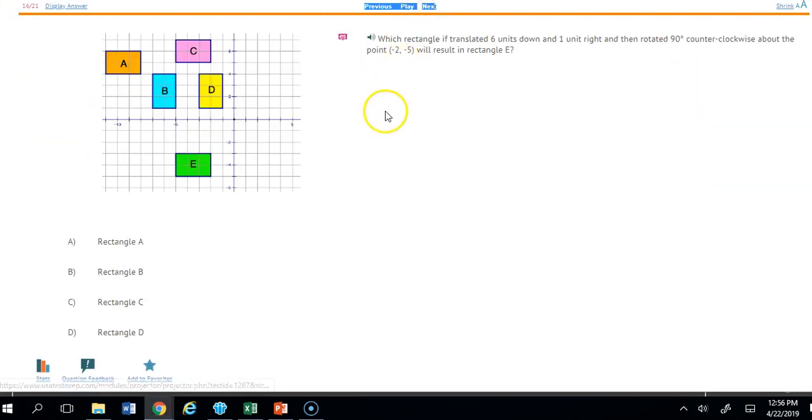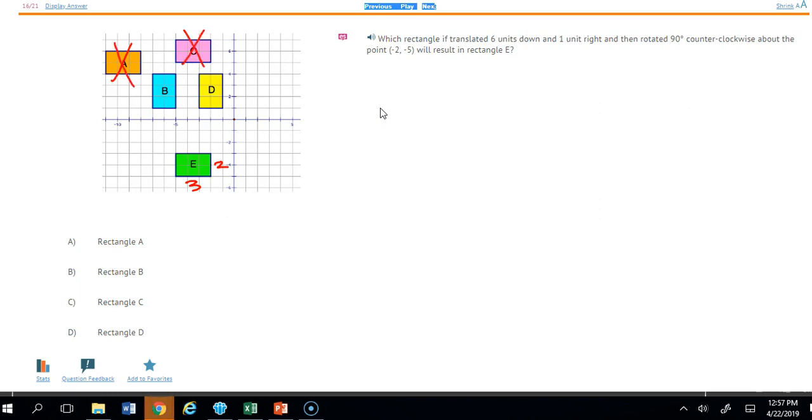Our next one is: which rectangle, if translated 6 units down and 1 unit right, and then rotated 90 degrees counterclockwise about the point (-2, -5), will result in rectangle E? First of all, if I know that this shape is rotated, let's look at the original. This one is 2 tall and 3 wide. If I rotate it, it's going to be 3 tall and 2 wide. So I can already eliminate A and C.